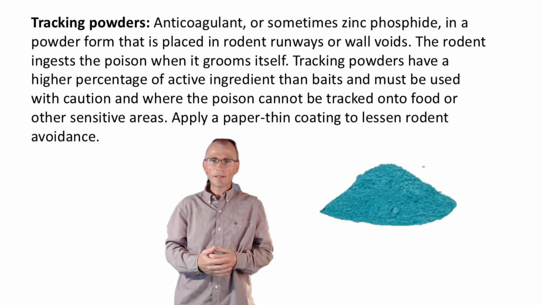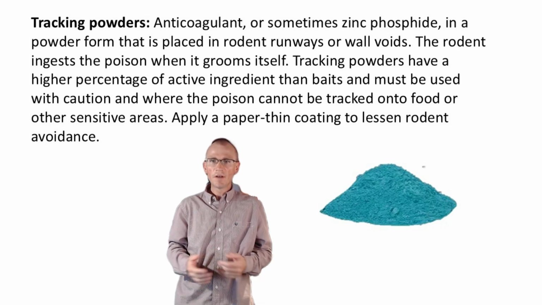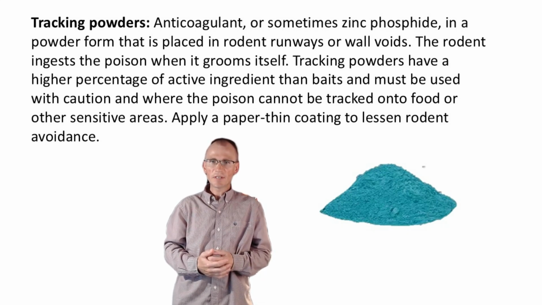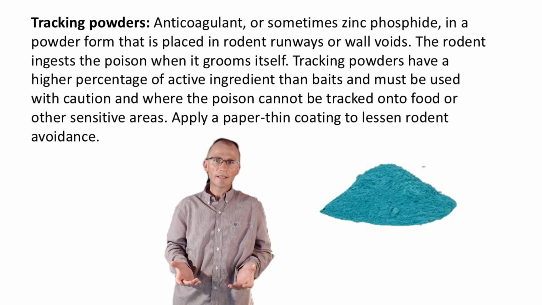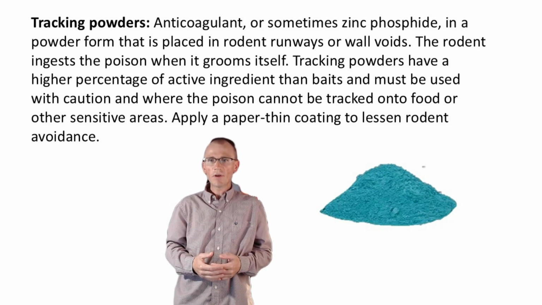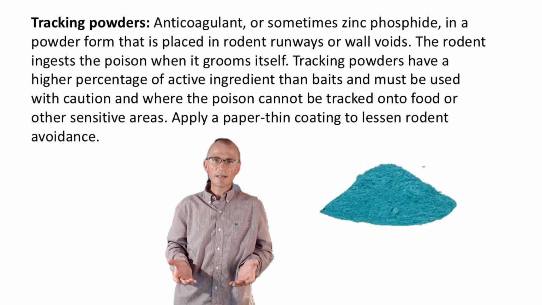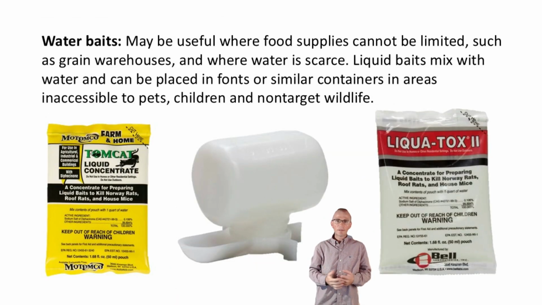The rodent ingests the poison when it grooms itself. Tracking powders have a higher percentage of active ingredient than baits and must be used with caution and where poison cannot be tracked onto food or other sensitive areas. Apply a paper-thin coating to lessen rodent avoidance.